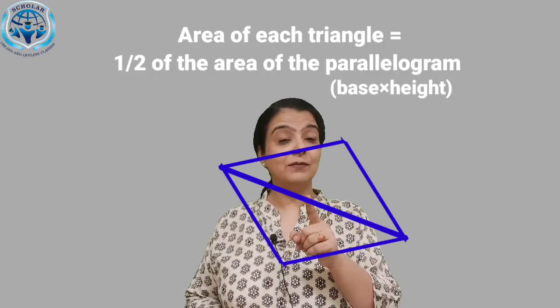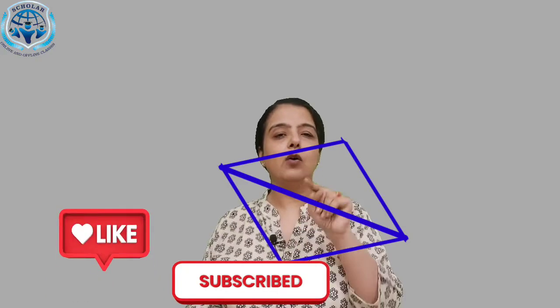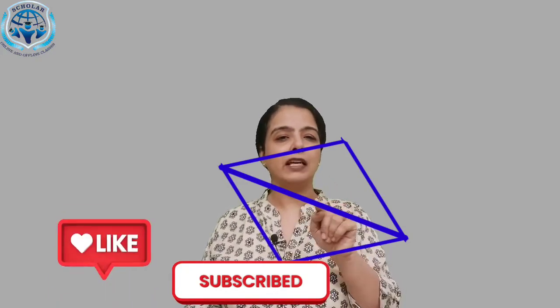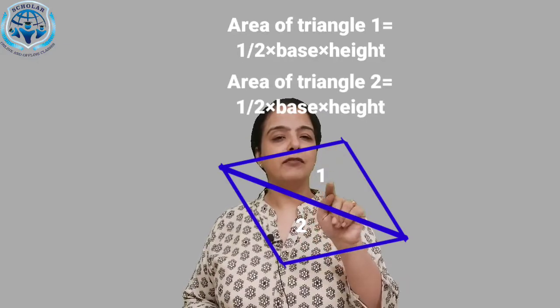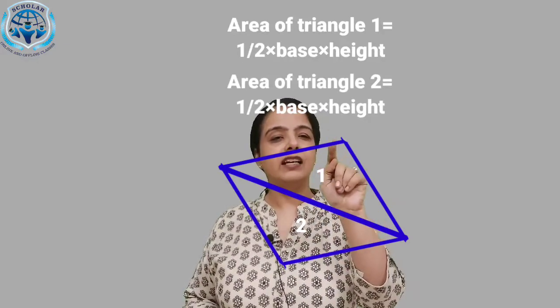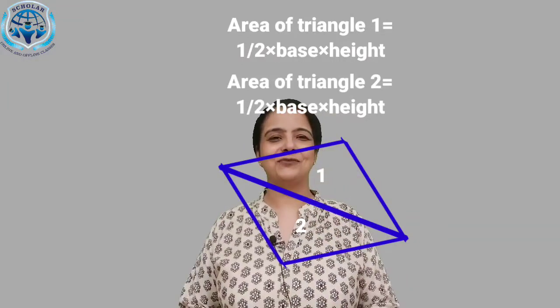Have you got this point? The same point we have been discussing since the starting of this video. That means if any shape is divided into equal parts, the area of each part will be equal to that fraction of the whole. If this parallelogram is divided into two equal triangles, the area of each triangle will be 1 by 2 of the area of the parallelogram, which is equal to B into H. That means area of this triangle will be equal to half into BH, and area of this triangle is also equal to half into BH.